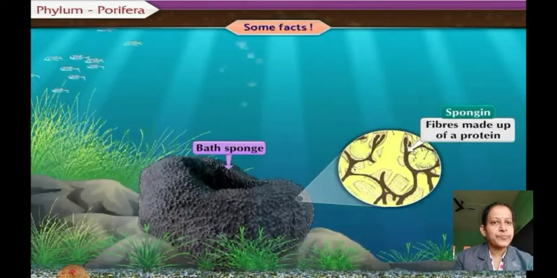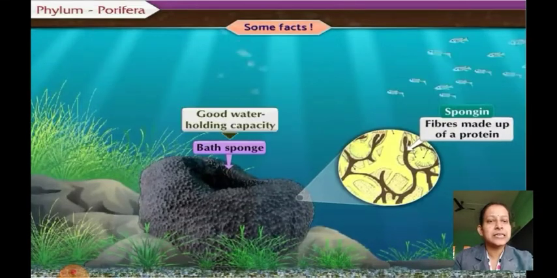Now, some facts. Just now I told you about Euspongia, the bath sponge. Now, why it is called a bath sponge, you will understand. This bath sponge, which is spongy in nature, is made up of fibers called spongin, as I have mentioned, and these spongin fibers are made up of proteins. Since these spongin fibers have good water holding capacity, it can be like a sponge. Therefore, it has many uses.